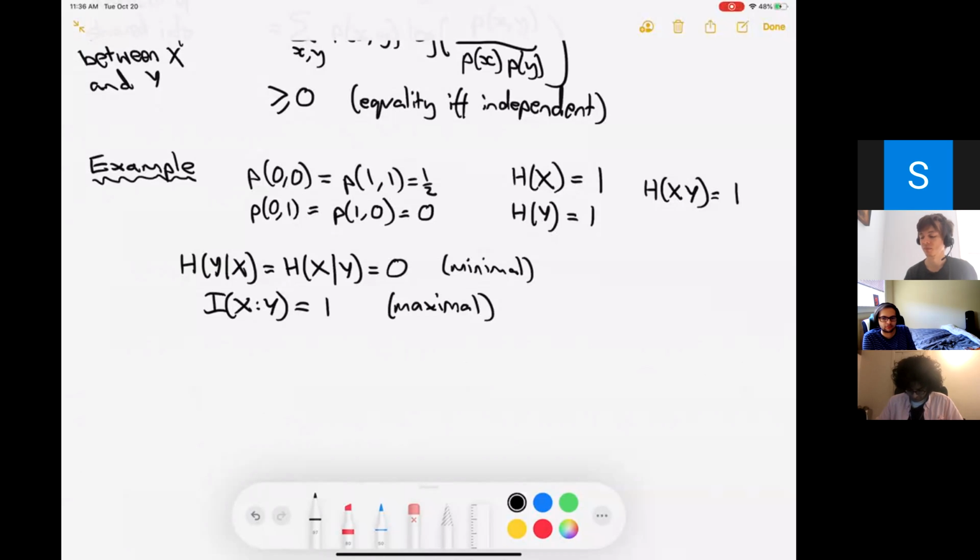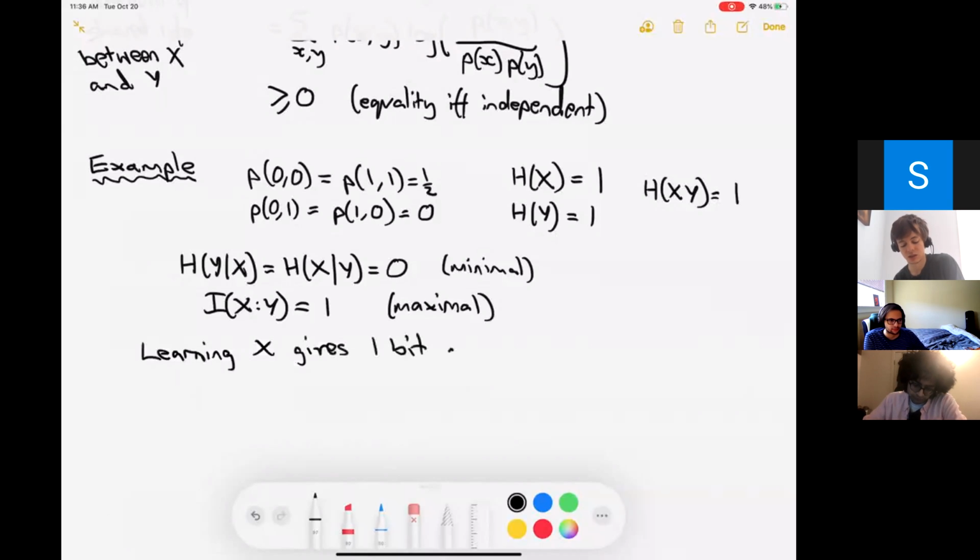Okay. Any questions about that so far? About all those definitions? So learning x gives you 1 bit of information about y. Any questions about how all that works?